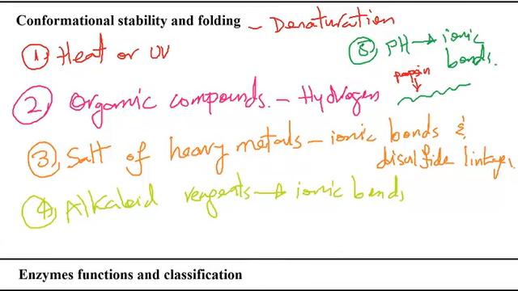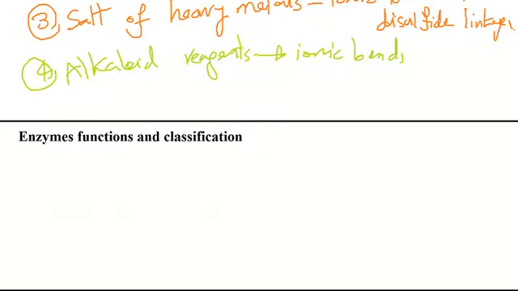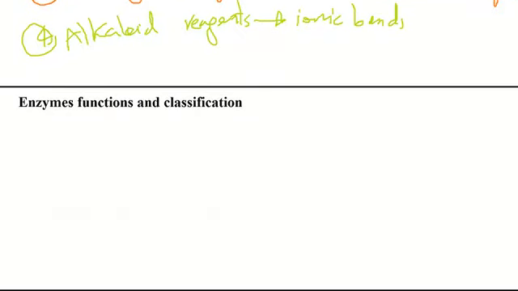Now, moving on to the next concept, which is enzyme functions and classification. So basically, most enzymes are made of proteins. And the reason I say most enzymes is that there are some molecules, like for instance ribozyme, which is an RNA molecule that has enzymatic activity. So not necessarily all enzymes are proteins. However, most enzymes are made of proteins.